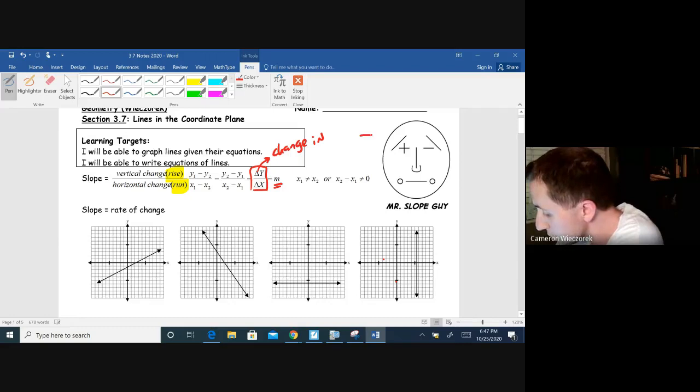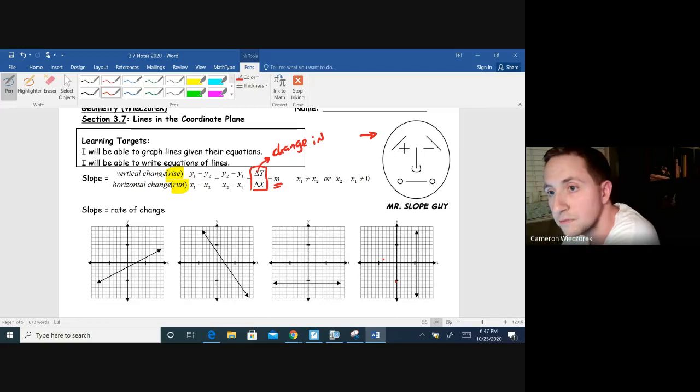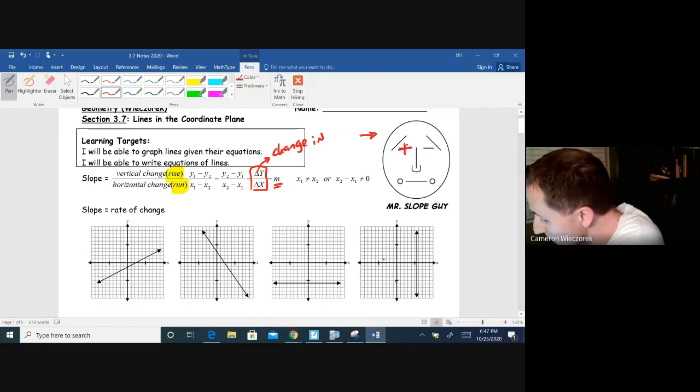This guy over here is Mr. Slope Guy. He's a good friend of mine. He reminds me which way lines have to face based on what type of slope the line has. So if it's a line that has a positive slope, the line's going to rise to the right. So that's that eye. If the line has a negative slope, it's going to fall to the right. I want to go to his mouth first. We'll go back to his nose.